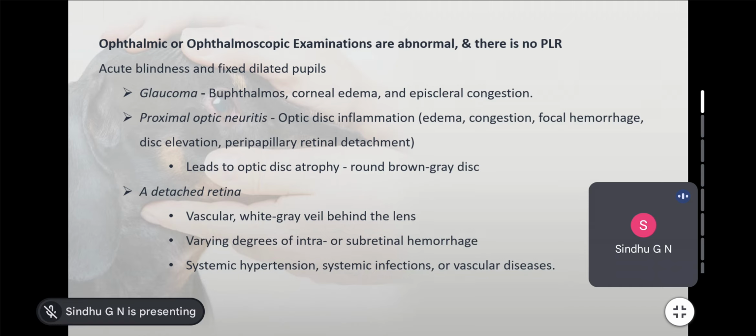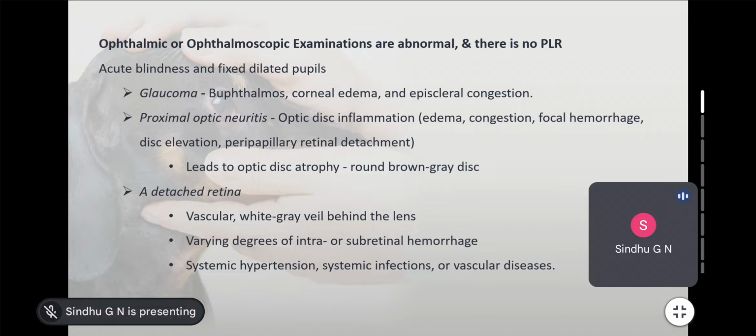We saw in the video, there will be a vascular white-gray veil behind the lens and varying degrees of subretinal hemorrhage. There can be systemic hypertension, infections, or vascular diseases causing detached retina.